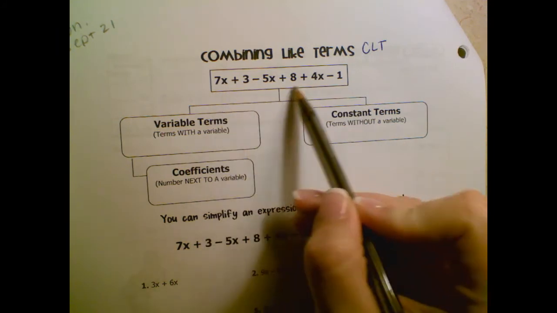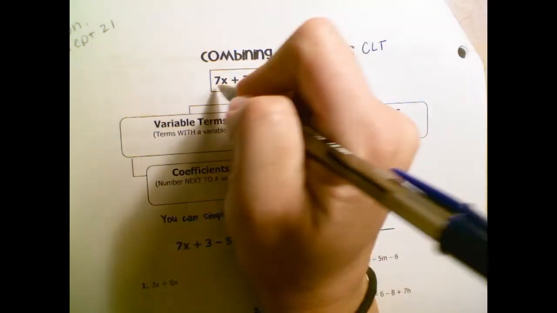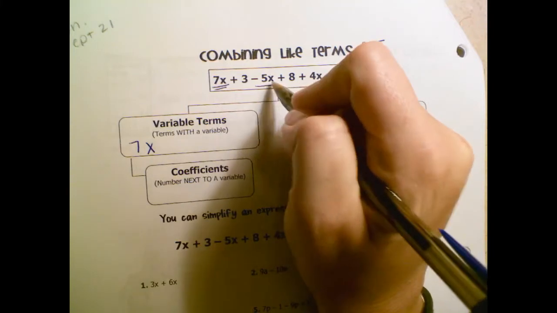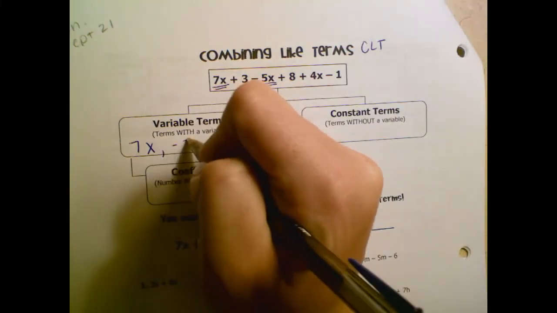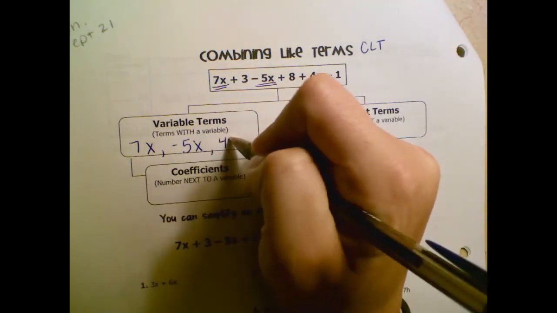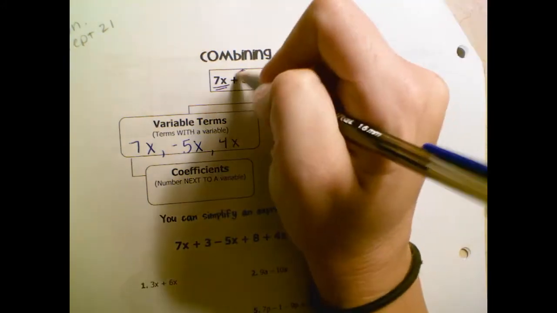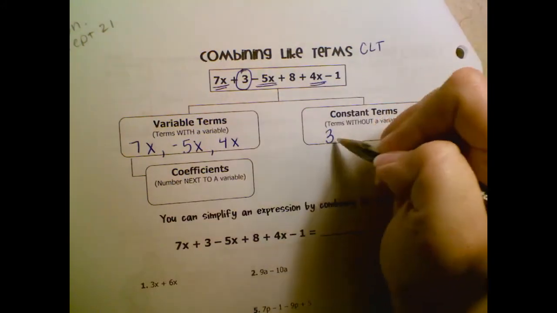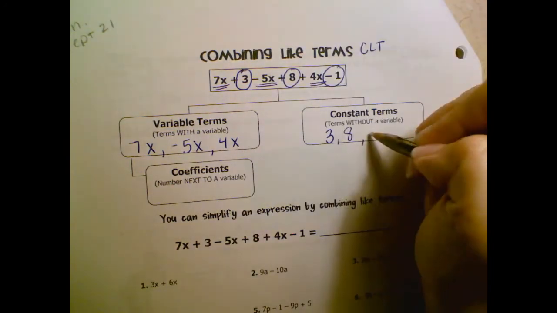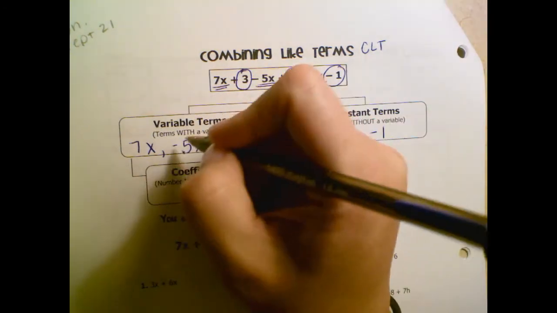Looking at the box, terms with a variable, meaning the letter, would be 7x, negative 5x, and 4x. Coefficient terms are just regular numbers. We have 3, 8, and negative 1. So when we're combining like terms, we're just kind of adding them together.